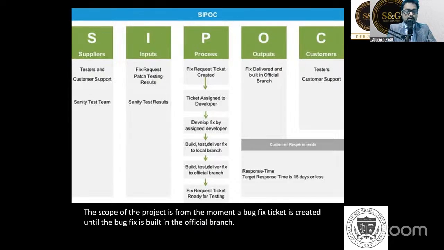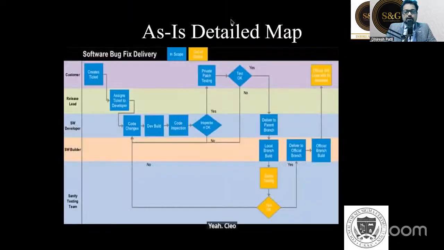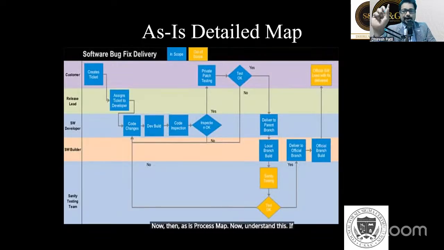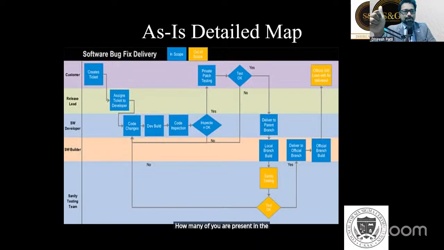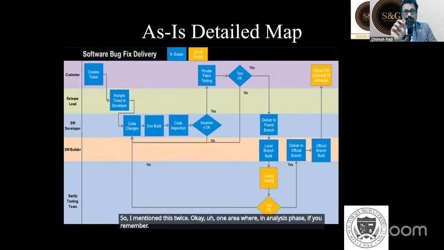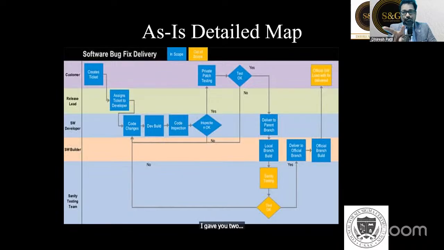Clear? Now then, as-is process map. Now understand this. If you remember, how many of you were present in the Green Belt Hackathon? Just type in the chat box. Okay, quite a few, a lot of you were present. Very nice. So I mentioned this twice. In the analysis phase, if you remember, I gave you two doors. One is the process door and there is another, the data door.